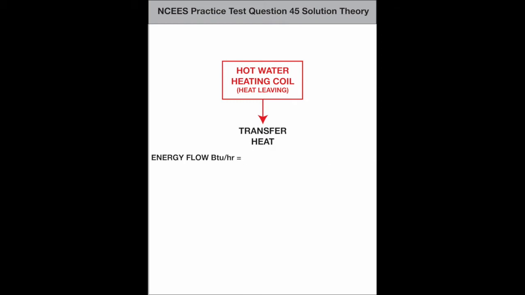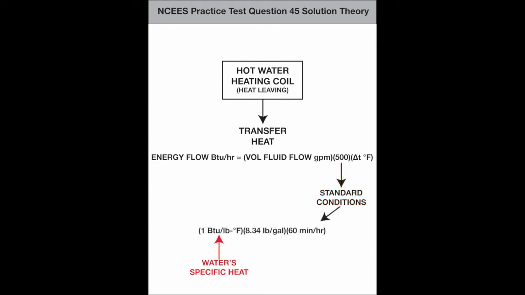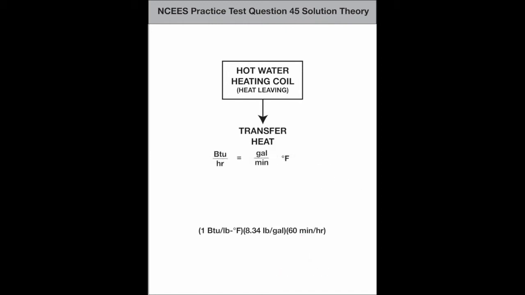Energy flow in BTU per hour is equal to volumetric fluid flow in GPM times 500 times delta T. The 500 in this equation comes from standard condition values of water specific heat at 1 BTU per pound degree Fahrenheit times water volume conversion at 8.34 pounds per gallon times time conversion of 60 minutes per hour. Notice these units and values are obvious if you start with GPM and degrees Fahrenheit and need to arrive at BTU per hour. This is standard unit analysis and critical thinking.